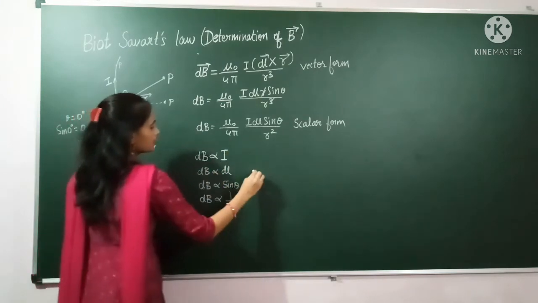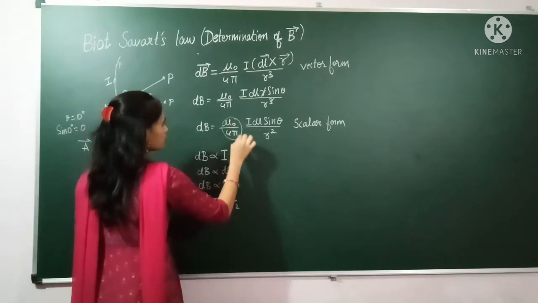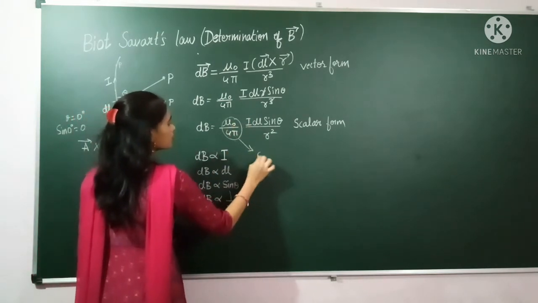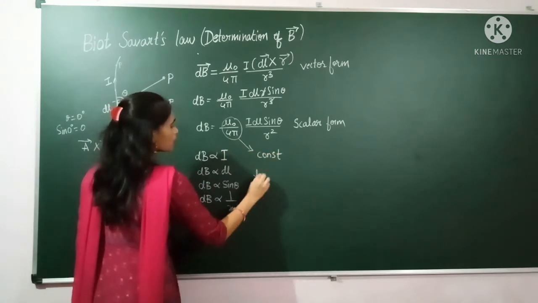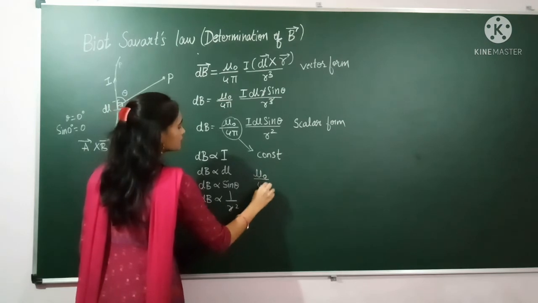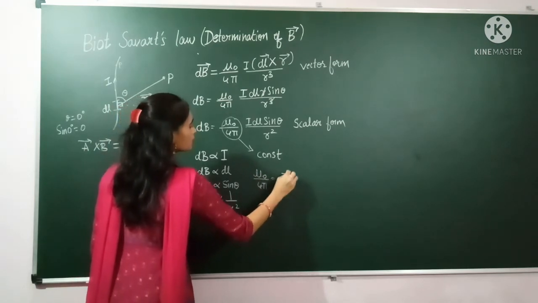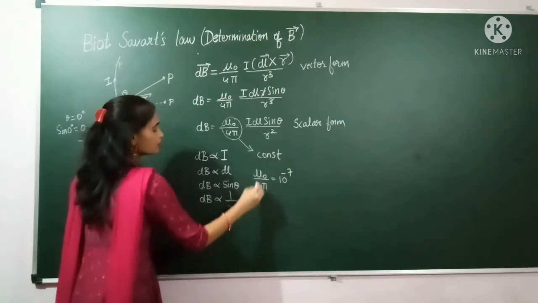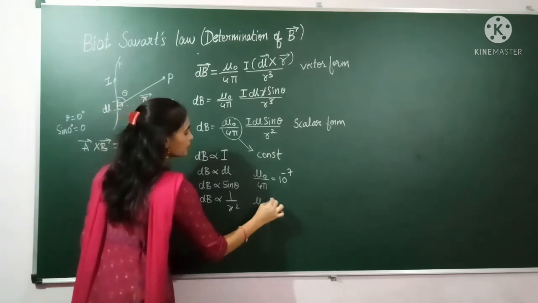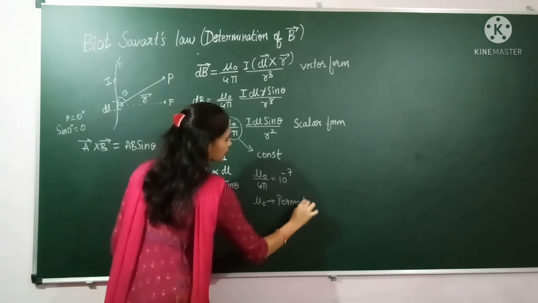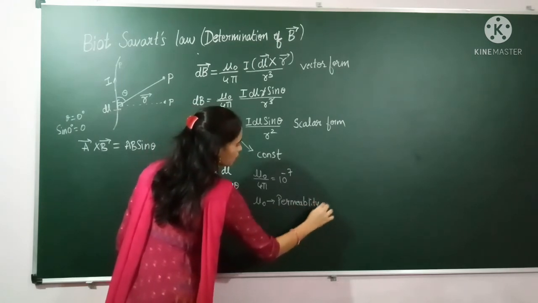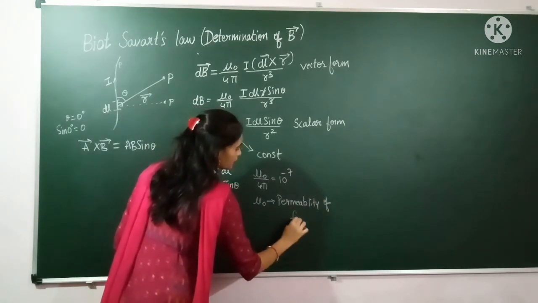Next, this value is taken as a constant. Mu naught divided by 4 pi is a constant, and its value is taken as 10 to the power of minus 7. This mu naught is called the permeability of free space.